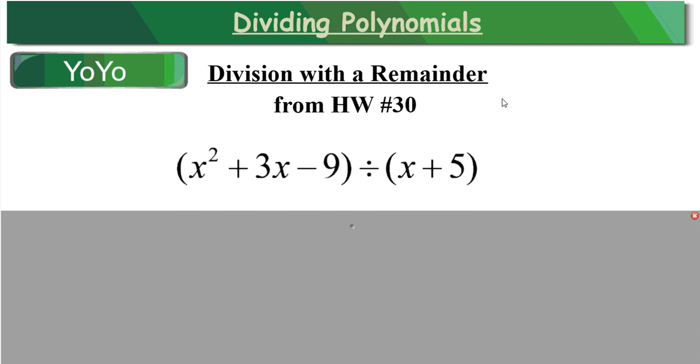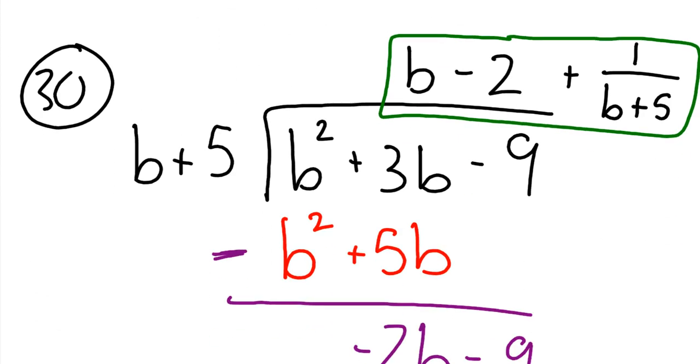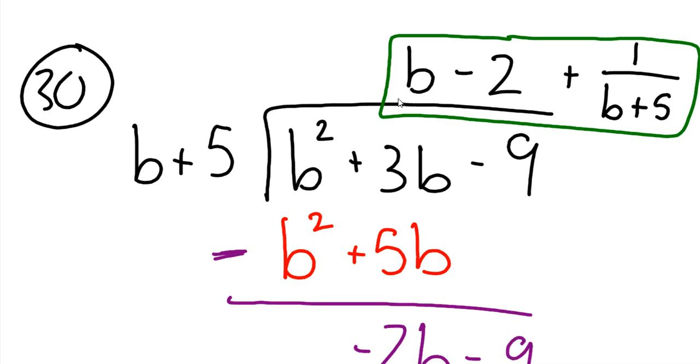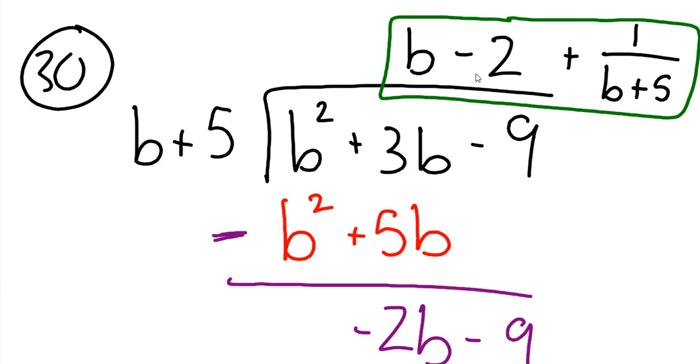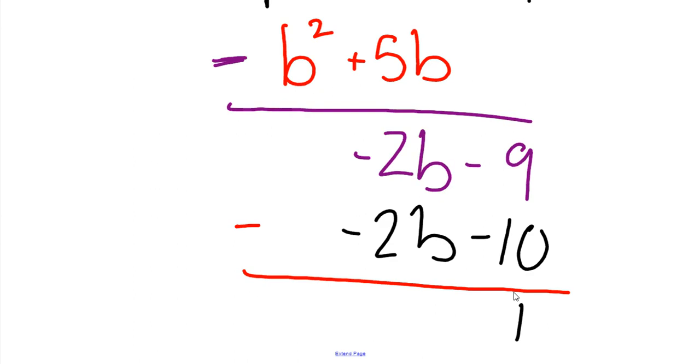Okay, welcome back. I think the book uses b's instead of x's. Doesn't matter what you call the variable. The process is still the same. It looks like this. What do I need to multiply b by to get b squared? I need a b. And then I will end up getting b squared plus 5b. Subtract. I'm left with negative 2b's. What do I need to multiply b by to get to negative 2b? I need a negative 2. I go multiplying through. I get negative 2b minus 10. Subtract. I'm left with a remainder of 1.